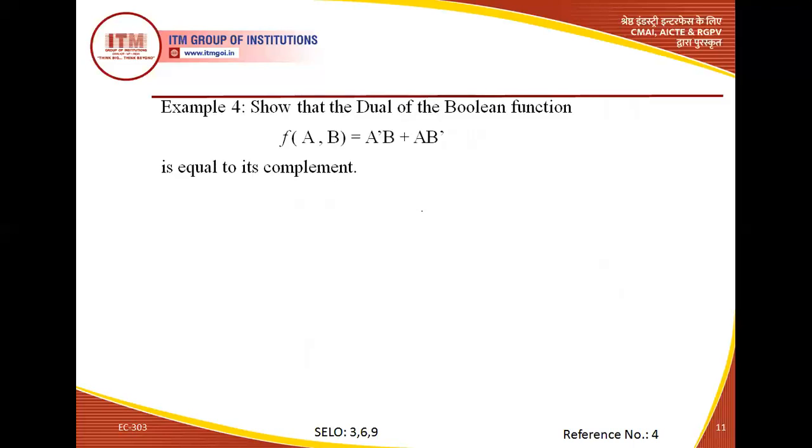Now the next problem is about the dual of a Boolean function. A function is given whose dual function is equal to its complement. If we take the dual function of the given function and the complement of the function, both are equal. Now we learn how we can get the dual function and the complement function. By using the duality property we get the dual function of the given function.